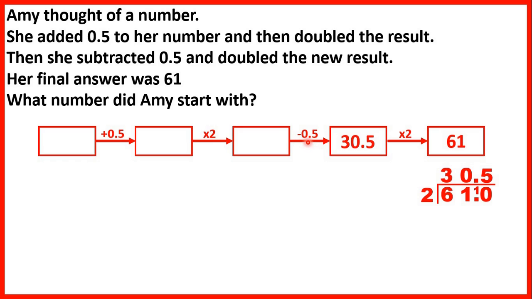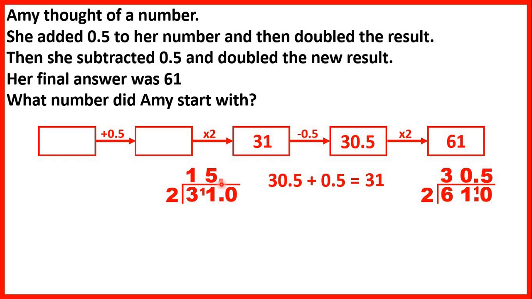Then we have minus 0.5, so because we're working backwards, we can do the opposite and add 0.5. And 30.5 plus 0.5 is 31. Then we have times 2, so because we're working backwards, we can divide 31 by 2, and that gives us 15.5. And then, because we have plus 0.5, if we're working backwards, we can subtract 0.5, and that gives us the number we started with. So Amy started with 15.